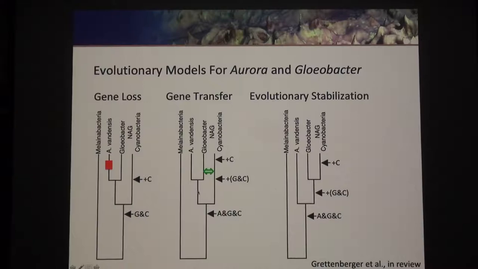If you have a shared ancestor for all three, you could just have sort of progressive evolution of additional genes and increasing efficiency of photosynthesis without requiring gene loss or gene transfer. I prefer this model. Christy prefers this model because it makes sense. But we do have the issue that we know lateral gene transfer occurred because there's no evidence of photosynthesis in the Melainabacteria. So these genes that the Aurora, cyanobacteria, and Gloeobacter share for the photosystems had to come from somewhere else. And so that sort of gets us to these new Melainabacteria.